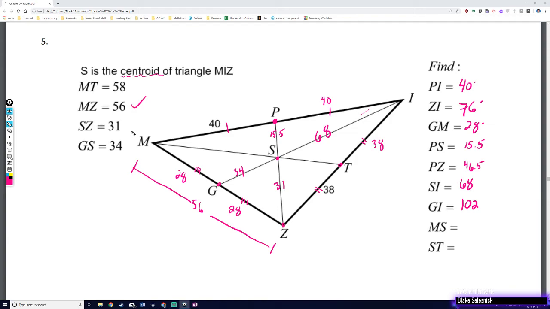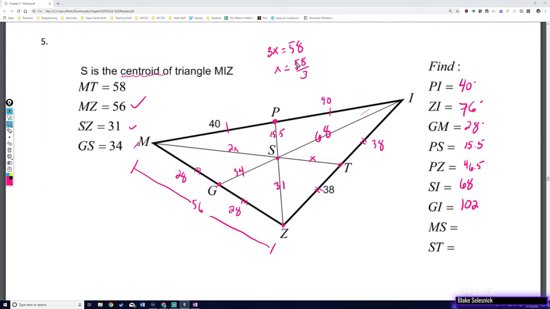So I use this and this. So MT, this whole thing, is 58. And if I know this is, whatever this is, a doublet, I know that basically 3x, the whole thing, 2x plus x, has to be 58. Now I sort of made a mistake here, because 58 is not divided by 3 evenly.